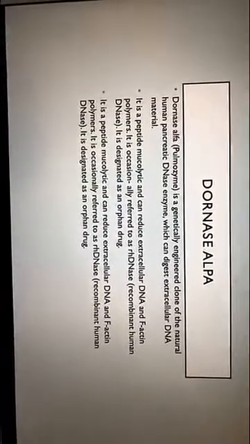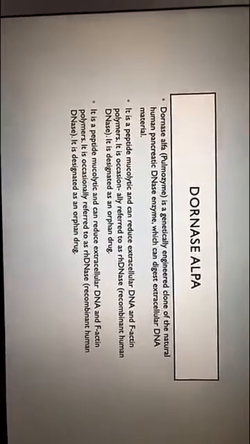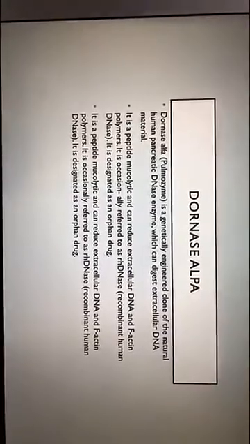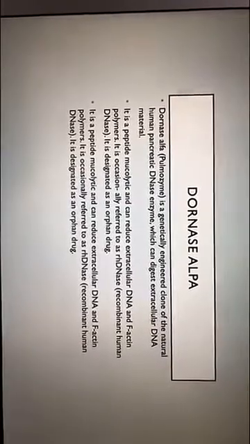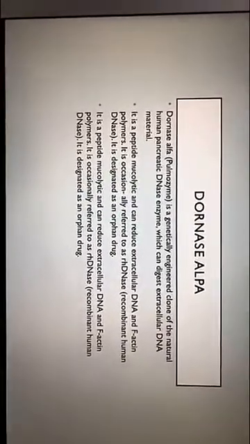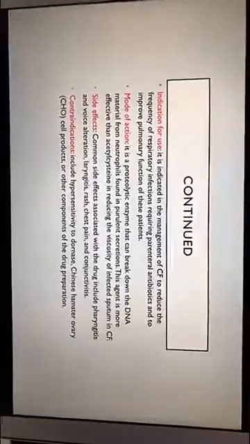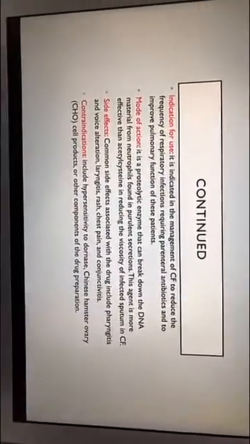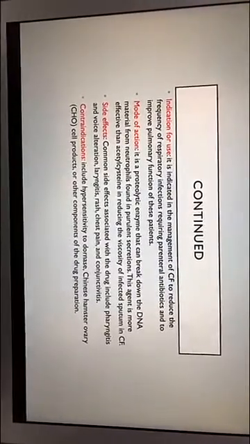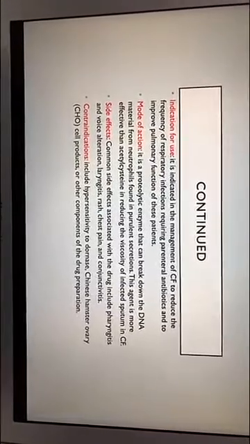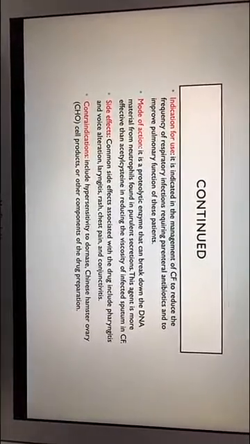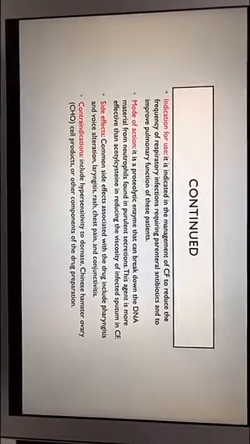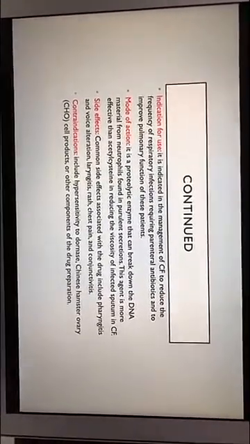Dornase alpha is a genetically engineered clone of the natural human pancreatic DNase enzyme, which can digest extracellular DNA material. It is a peptide mucolytic and can reduce extracellular DNA, and it is designated as an orphan drug. Dornase alpha is indicated in the management of cystic fibrosis to reduce the frequency of respiratory infections requiring parenteral antibiotics, and to improve pulmonary function of these patients. Mode of action: it's a proteolytic enzyme that can break down DNA material from neutrophils found in purulent secretions. It is more effective than acetylcysteine in reducing the viscosity of infected sputum in cystic fibrosis.